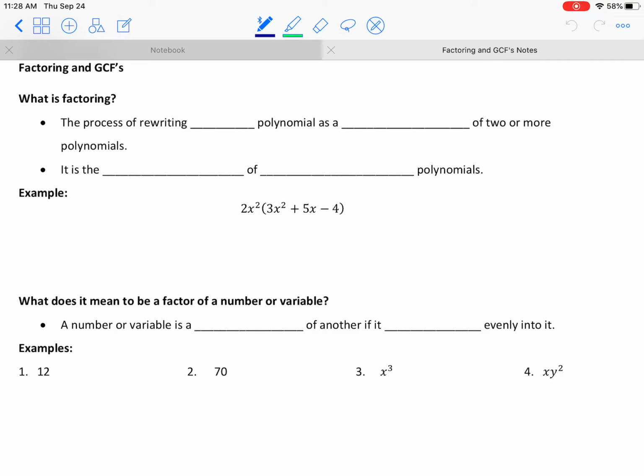Okay, so before we get into that, what does it mean to factor? Do you have some concept in your head of what it means to factor? So basically what factoring is, it's the process of rewriting one polynomial as a product of 2 or more. You could think of it as the reverse of multiplying. So I want you to look at this example.